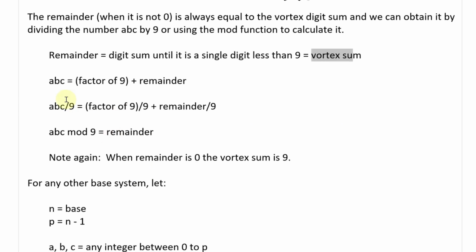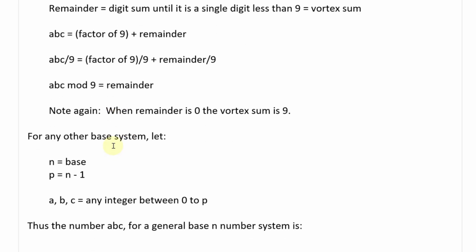And then if we have ABC, this is equal to a factor of 9 plus remainder. If we divide ABC by 9, we're going to get a factor of 9 divided by 9, which is a whole number, plus remainder divided by 9. In other words, to calculate this remainder, we could just use the mod function, which automatically calculates it using its own algorithm. So ABC mod 9 equals the remainder. Note again, when the remainder is 0, the vortex sum is 9. We said that. That's the only difference.